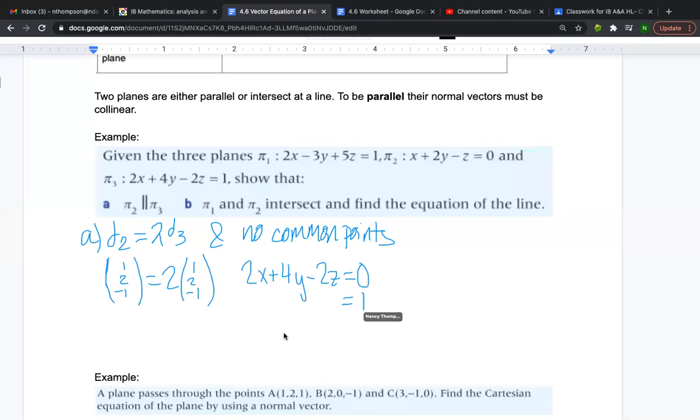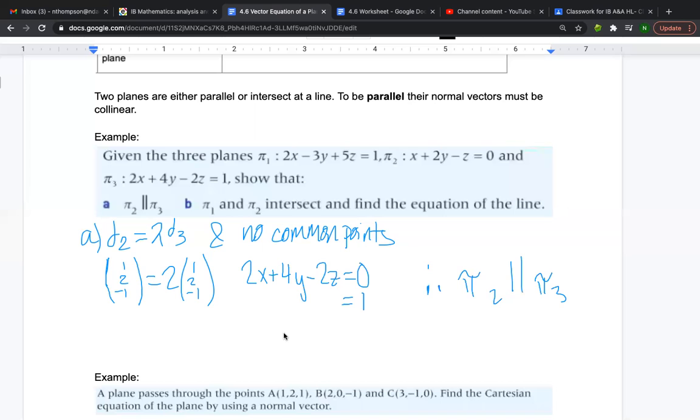So that means that there are no common points, and you would write this all out in words. You would write the steps multiplying by 2, and then you would say, so there are no common points. And then because of both of those things, you can say, therefore, plane 2 is parallel to plane 3. Okay.